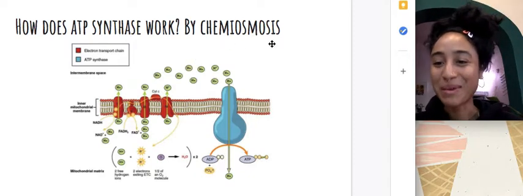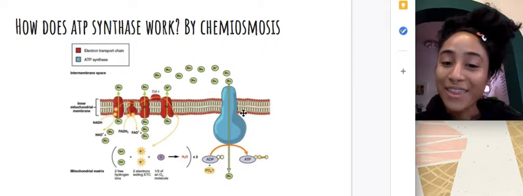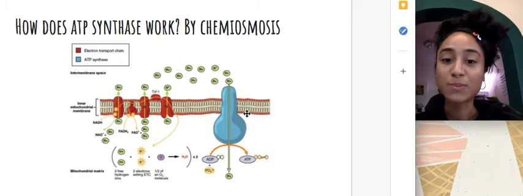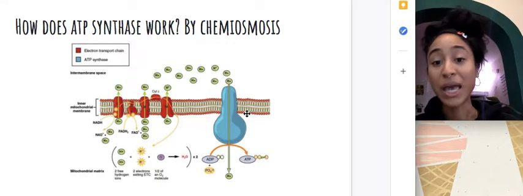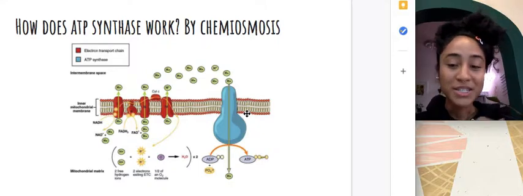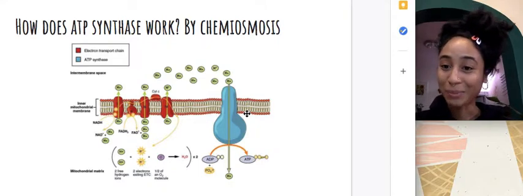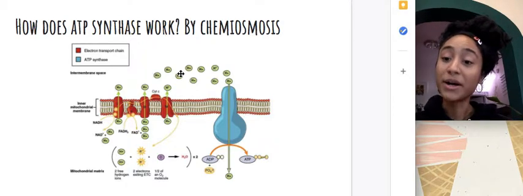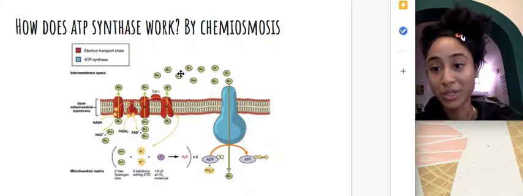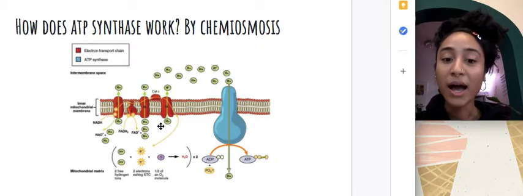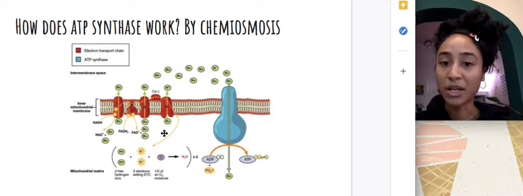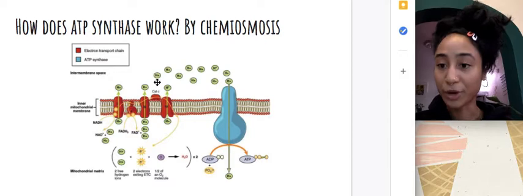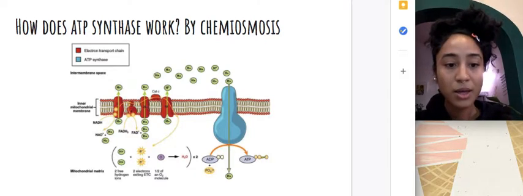Let me talk about this term chemiosmosis. The way that ATP synthase is working is by a process called chemiosmosis. Chemiosmosis is just a fancy way of saying diffusion across a membrane with ions. It is just ions that are able to move across a semi-permeable membrane through a particular protein. That's what that means. And this chemiosmosis is able to happen by establishing a gradient of hydrogen ions.